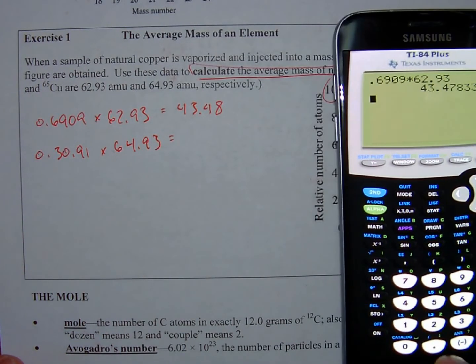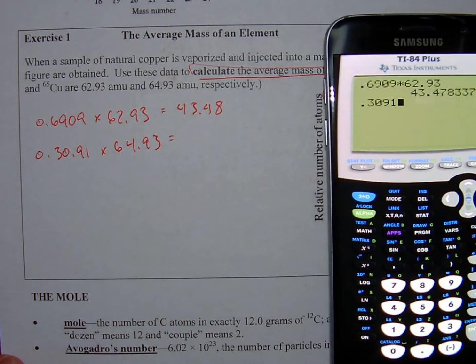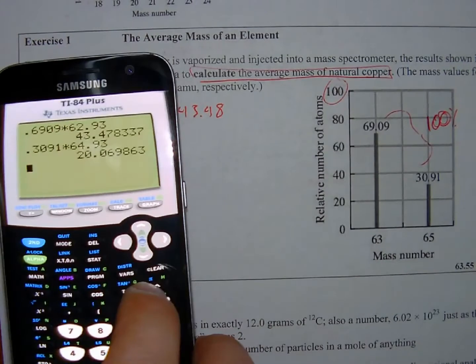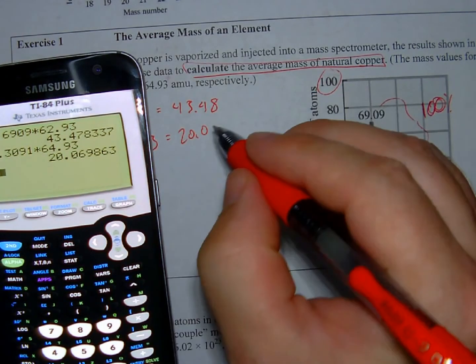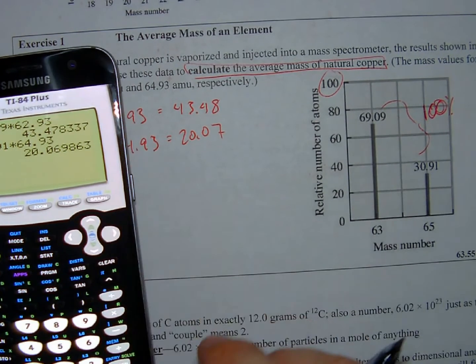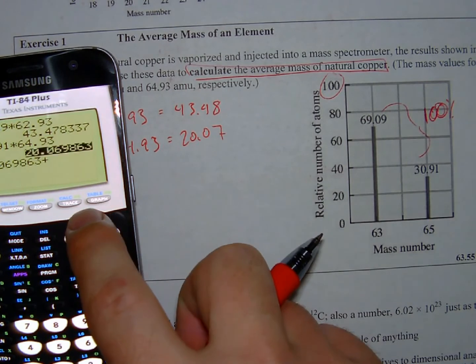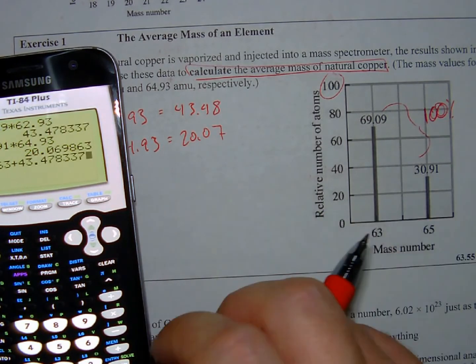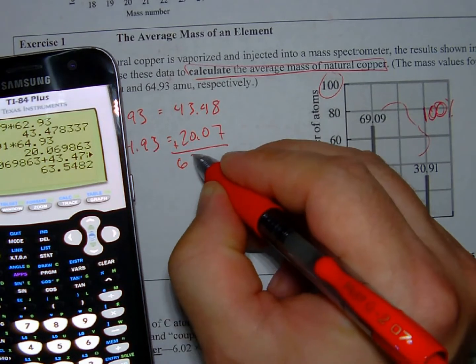Okay. Let's do the other one. A little off the page. No big deal. 64.93 and get 20.07. Okay. Well, let's add those things together. Plus. If I add these up, I get 63.56.